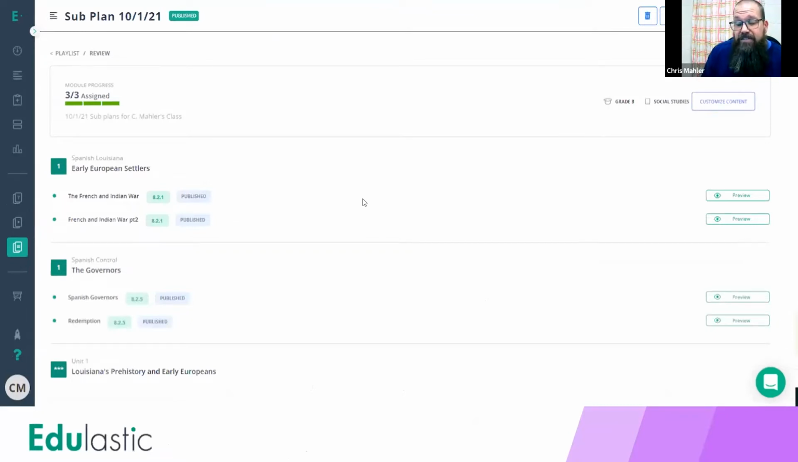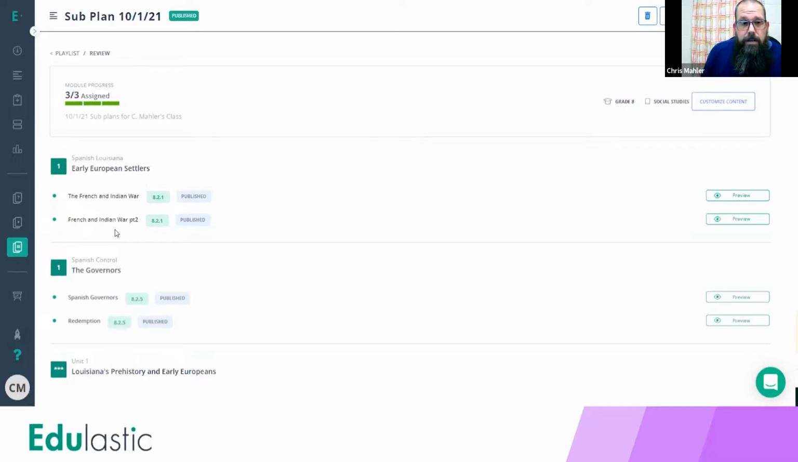One of the best features, and it's a relatively new feature in the premium edition, is the playlist. The playlist is your best friend. Once you have decided how you're going to present a unit, you can build a unit playlist of assessments around your whole plan and push that out to the students all at once. And you can give them piece by piece. This first one on early European settlers, I can push out just this first one, and then we cover it. And after we cover more information, I can push out this second one.